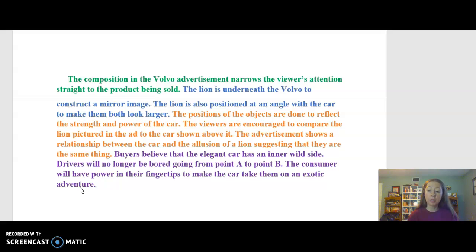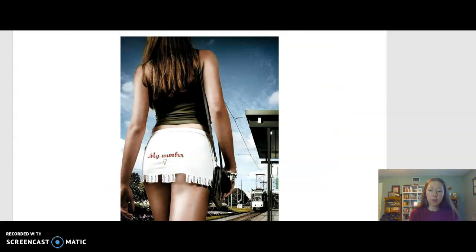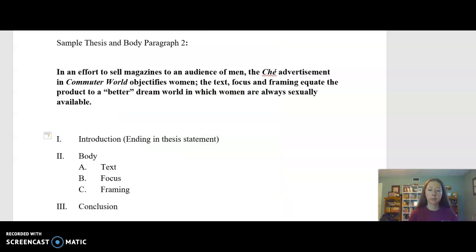Otherwise, continue watching for a second sample. In our last video, we took a look at this ad for Che Men's Magazine, and now I'm going to use that to create the second sample outline and body paragraph. Okay, here's the thesis we created in our last video. In an effort to sell magazines to an audience of men, the Che advertisement in Computer World objectifies women. The text, focus, and framing equate the product to a better dream world in which women are always sexually available.